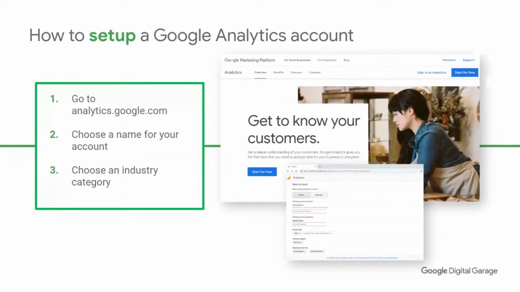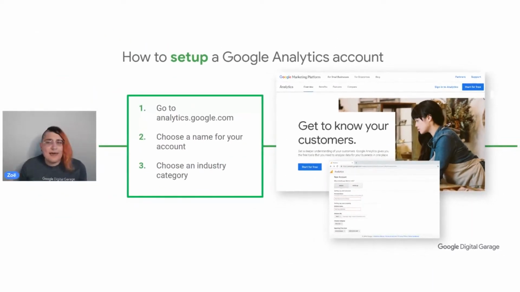Once you've clicked on that, you'll be able to choose a name for your account. You can choose basically any name that makes sense to you, but most people are going to choose their business name. And then you choose an industry category. All this is for is giving you data to compare with your business. So it's not the end of the world if you can't find a category that exactly matches what you do. Just choose the closest.